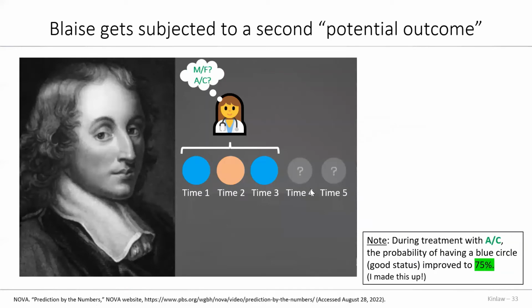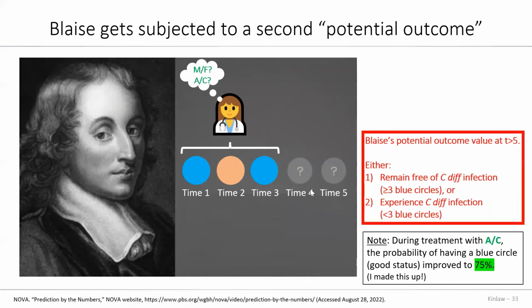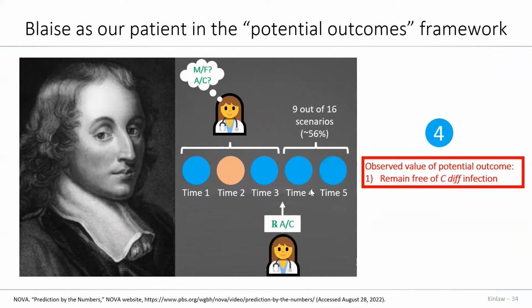We reconduct the example with new information about amoxiclav instead of ciproflagyl. Under our assumptions about amoxiclav, at each time point 4 and 5, there's now a 75% chance of Blaise getting a blue circle instead of 50% like for ciproflagyl. Just like before, we will assess Blaise's potential outcome for after time point 5. He'll either be infection-free or not. After time point 3, the clinician opts for amoxiclav this time. You don't have to worry about the math behind this one, but we'll go through what happens.